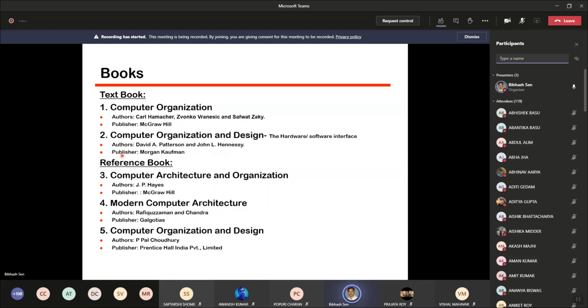Some other books we will follow, particularly for the memory structure: Modern Computer Architecture by Rafiquzzaman and Chandra, which is also very interesting for memory. When I discuss pipelining and other instruction topics, we'll go for J. P. Hayes and other books. For instruction set architecture and control unit design, you can follow Computer Organization and Design by Pal Chaudhuri. All these books are available in the library as well as the market. Online, you can also find ebooks. Any queries related to books?